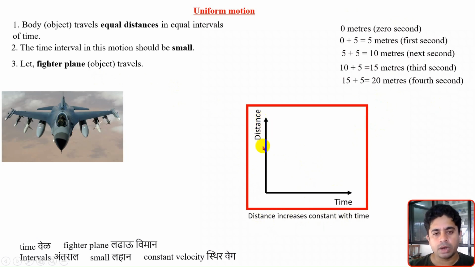Now, if I plot the distance versus time graph, what I will observe is, just for our understanding, we will make four time intervals. The first time interval will be between 0 seconds and the first second. The second time interval will be between the first second and the second second. The third will be between the second second and the third second. And the fourth interval will be between the third second and the fourth second.